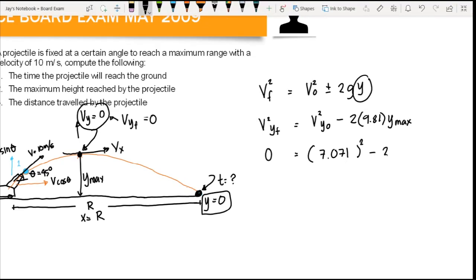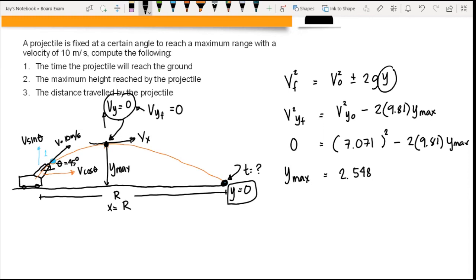Then minus 2 times 9.81 y maximum. So by further evaluation, we can compute for the maximum y, which is equal to 2.548, and the unit here is in meters. So this is now our answer for question number 2.